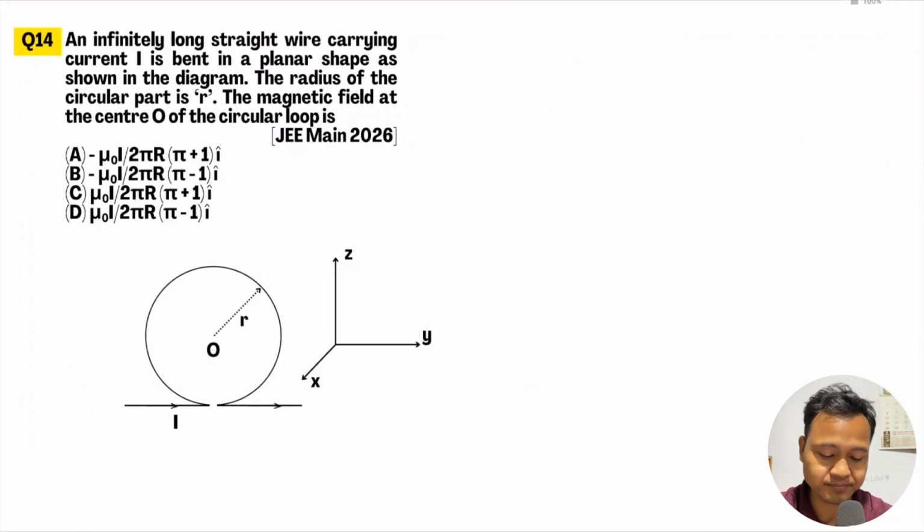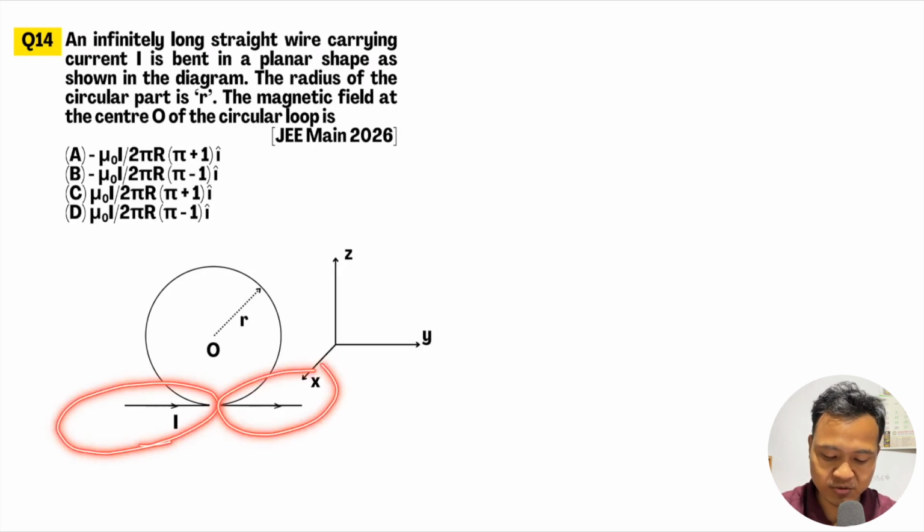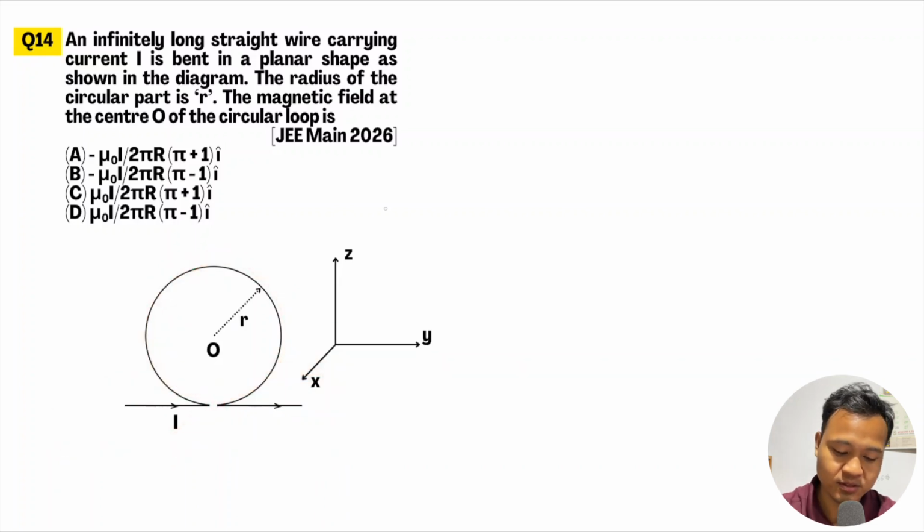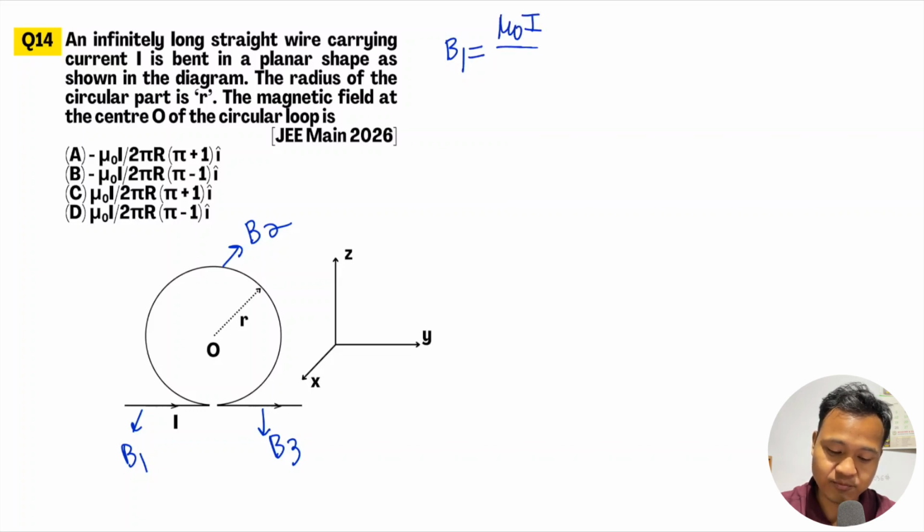Next. An infinite long straight wire carrying current I is bent into a planar shape as shown in the figure. The radius of the circular part is R. The magnetic field at the center O will be. Again, similar thing here. Semi-infinite wire and a full loop. So let's say this one is B1, this is B2, and this is B3. B1 is mu naught into current I by 4 pi into radius, small r, since the wire is at distance r from the point.